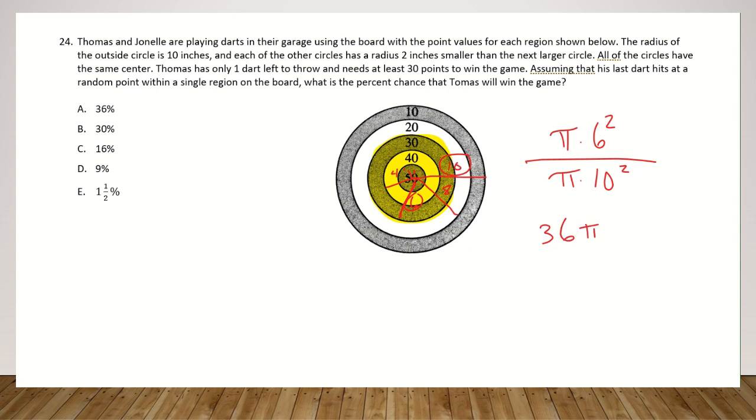6 squared is 36, 10 squared is 100. We can cancel out the pi's from top and bottom, and we're left with 36 over 100, and that is 36%.